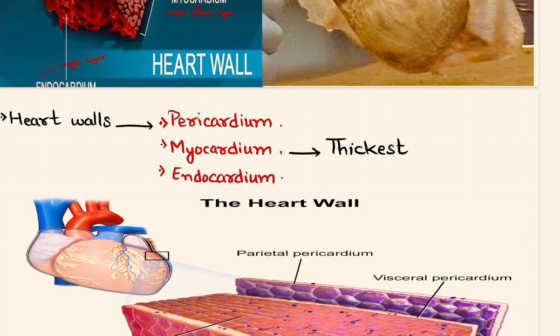Next to the pericardium we have the myocardium, which is the thickest layer in the heart, where it possesses cardiac cells, cardiomyocytes, which do contractions and relaxations. And inner to it we have the endocardium, which is a single layer of endothelial cells. The endocardium is made from endothelial cells, so it is a single cell layer.